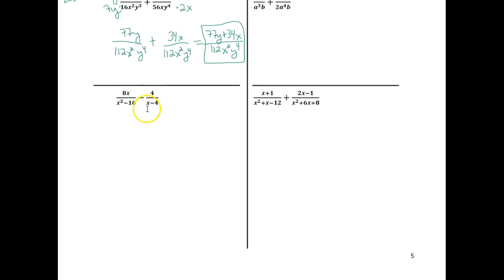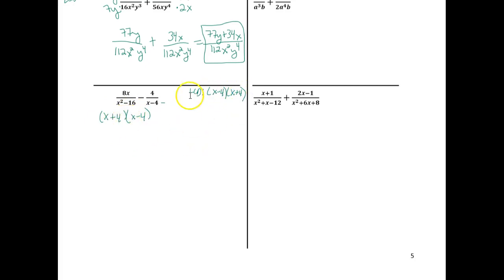Alright, let's look at another one here. So we've got x squared minus 16 and x minus 4 in the denominators. First step, find the LCD. X squared minus 16 is a difference of squares. I can factor that into x plus 4, x minus 4. And then this one is already factored as far as it will go. So the LCD will be, they both have an x minus 4. So I need that, and I need an x plus 4 to make the one on the left.